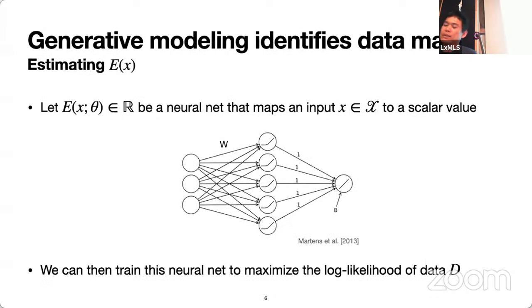And what that means, connecting this to a neural net, simply means that we build a very large scale neural network that's going to take as the input some configuration X, and then this neural net outputs just a single scalar. And this scalar can be really any value, positive, negative, whatnot. And then what we do is we train this neural net to maximize the log likelihood of data.